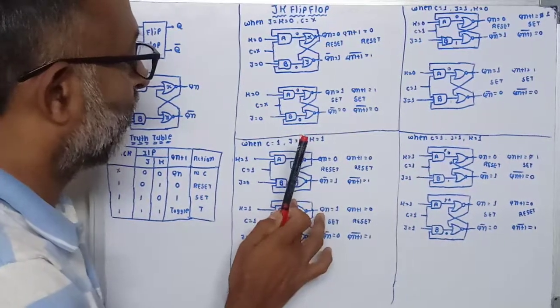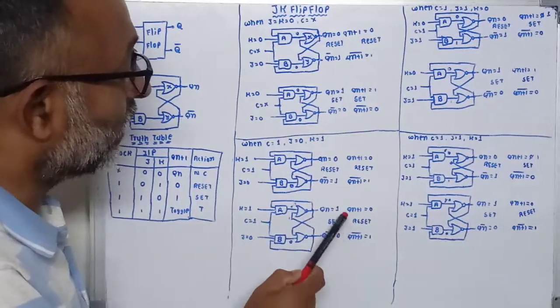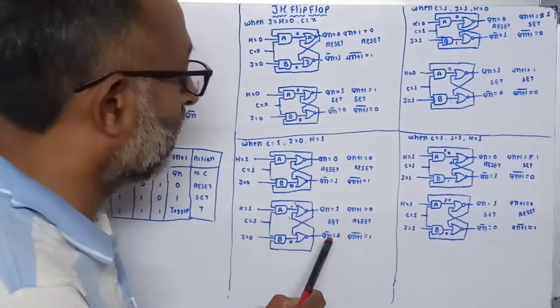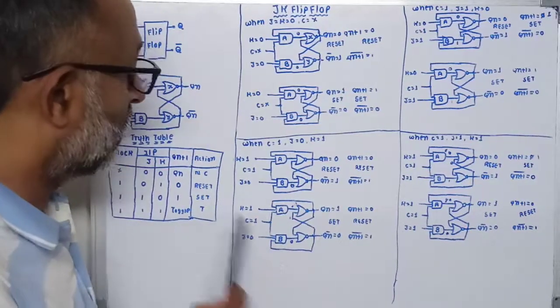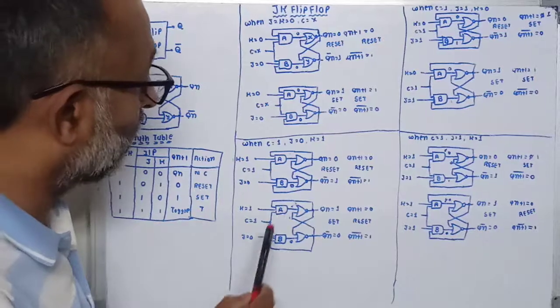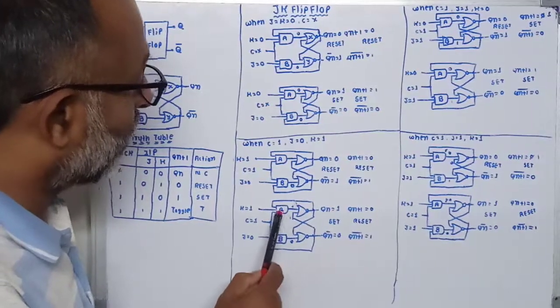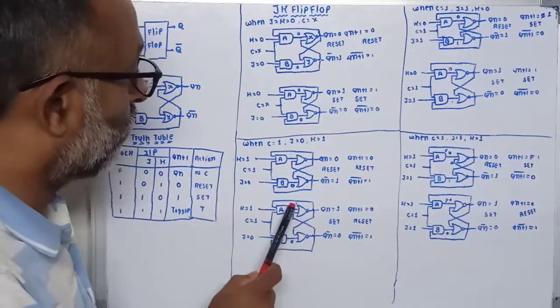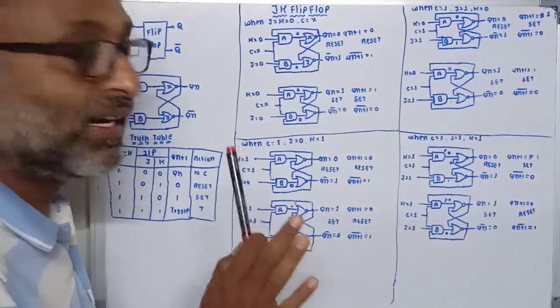Now let me see, initially our flip-flop is in set condition. That means Qn is equal to 1 and Qn bar is equal to 0. And when we apply J equal to 0 and K equal to 1, the AND gate A is enabled and its output is 1 because all inputs are at one level.